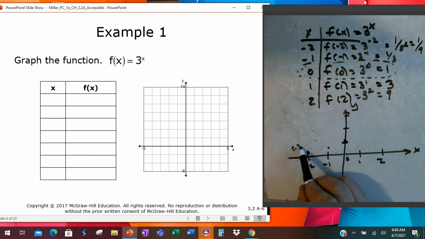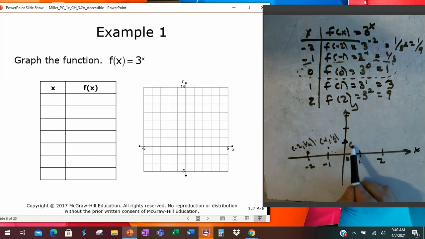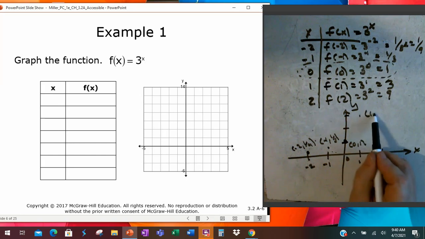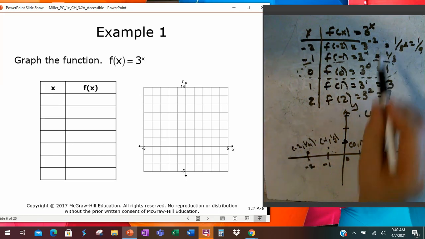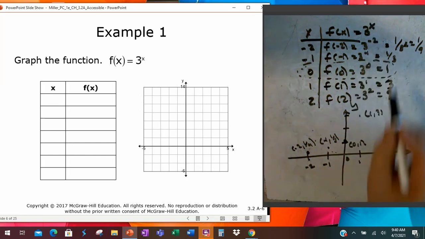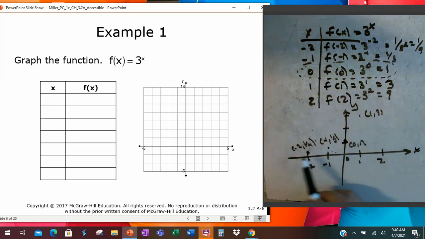Okay, so this is -2, 1/9, -1, 1/3, 0, 1, 1, 3, and then all the way up at 2 is all the way up here at 9. So this thing is basically looking like that right there. Okay. So let me pull up Desmos real quick.